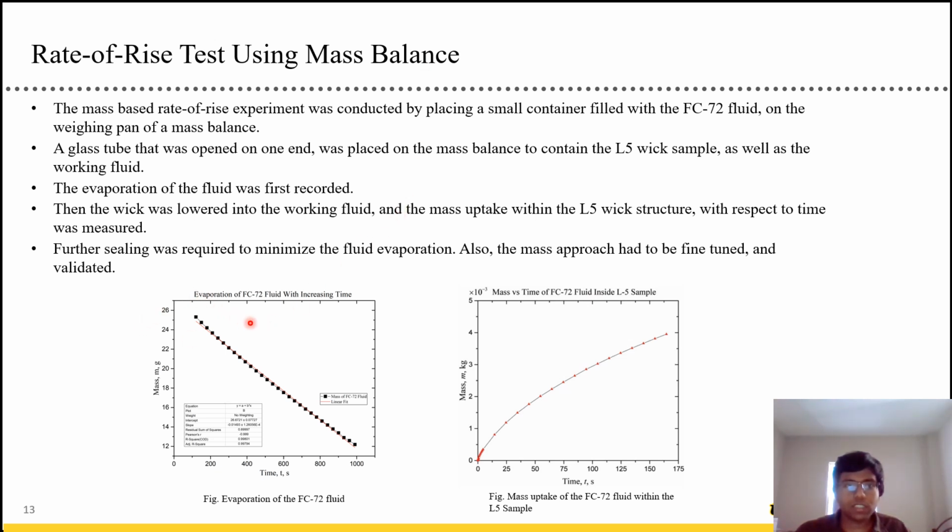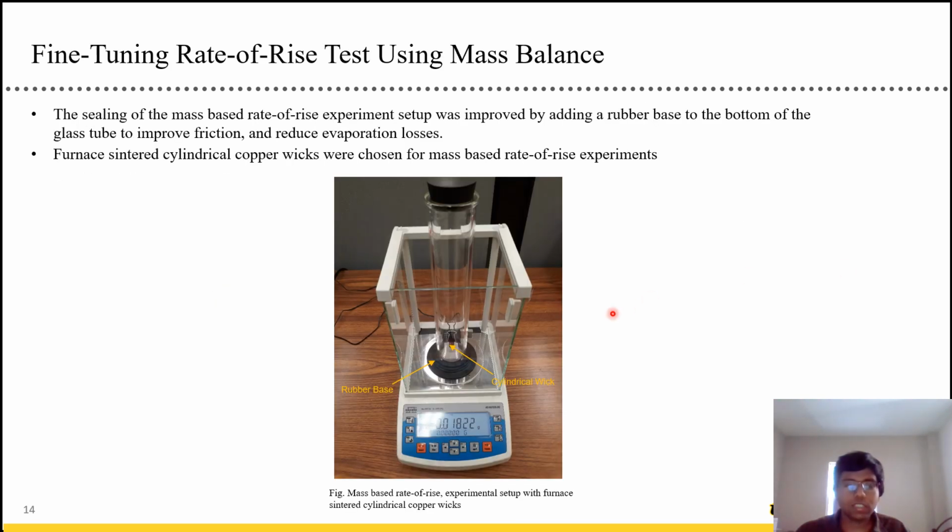So we first measured the rate at which the evaporation takes place, and we got this plot here, and then we found the rate at which the fluid goes up the wick structure, and we plotted it on the right-hand image down there. This was also in ambient conditions, so we had to minimize fluid evaporation, we had to seal the setup, and so on. So that's what we did.